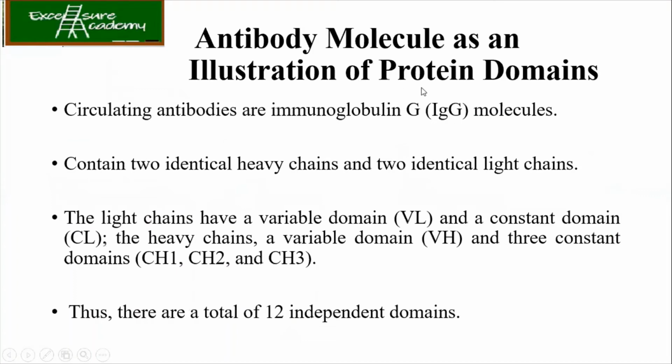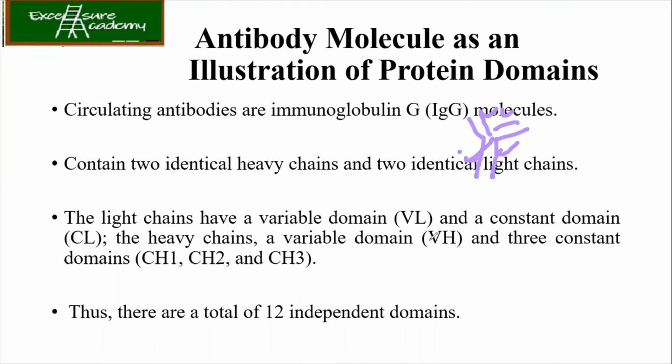So here we are taking antibody as an example to study protein domains. Okay. So we know that the antibodies are circulating. They're also called immunoglobulins. So they have two identical heavy chains and two identical light chains. Everyone knows the structure, right? It is like this, Y shape. So you have two heavy chains and two light chains.